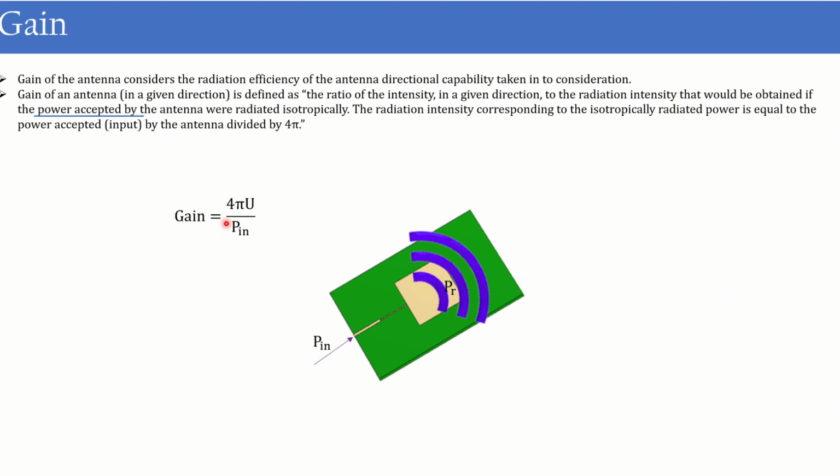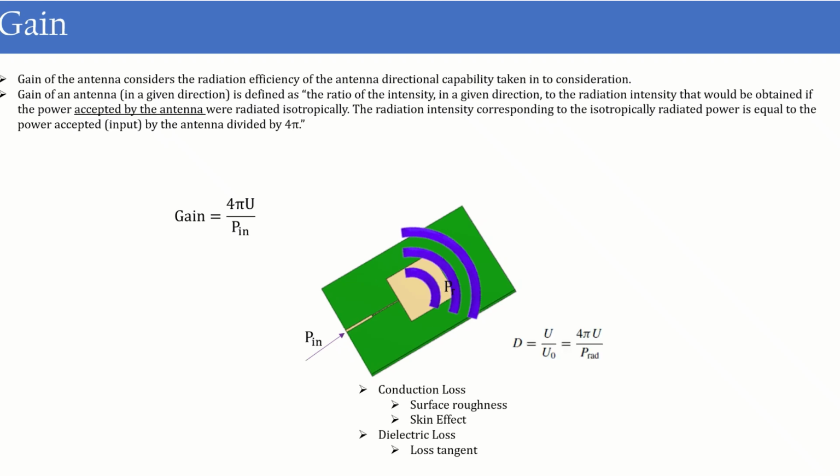When we consider the gain of the antenna, it takes into consideration all the radiation losses. So let us see how it is. This is the expression for the gain of the antenna, and this is the expression for the directivity of the antenna. You can see the main difference between directivity and gain is the reference power. In case of the directivity, we are considering the radiated power. In case of the gain, we are considering the total input power, or the power accepted by the antenna, P in.